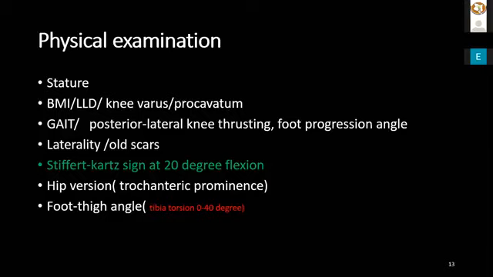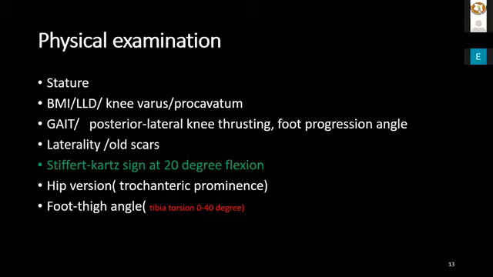Laterality is important, and old scars, of course, will suggest previous surgery, which will influence how you decide to handle these children. There is the Stiehl-Kite sign, which suggests instability of the knee when a valgus stress test is done at 20 degrees of flexion. It's highly suggestive of Blount's disease.